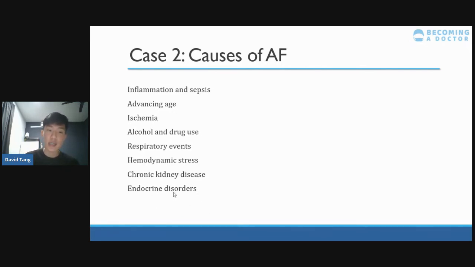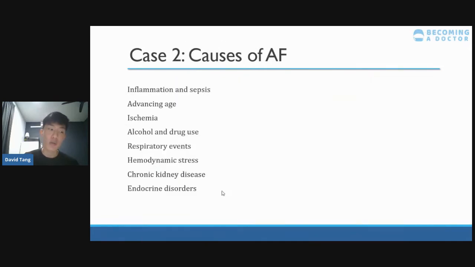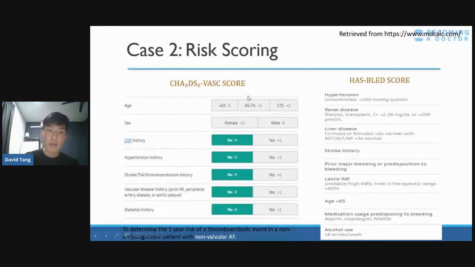CKD, as I mentioned earlier, is quite linked to cardiac disease, and endocrine disorders such as hyperthyroidism and phaeochromocytoma, those kinds of endocrinopathies, patients can get AF as well. Although it's not an exhaustive list, these are the common ones that you tend to see. CHA2DS2-VASc scoring and HAS-BLED scoring. Why do you need to risk score? As we mentioned earlier, we need to anticoagulate and we need to decide which patients actually benefit from anticoagulation.